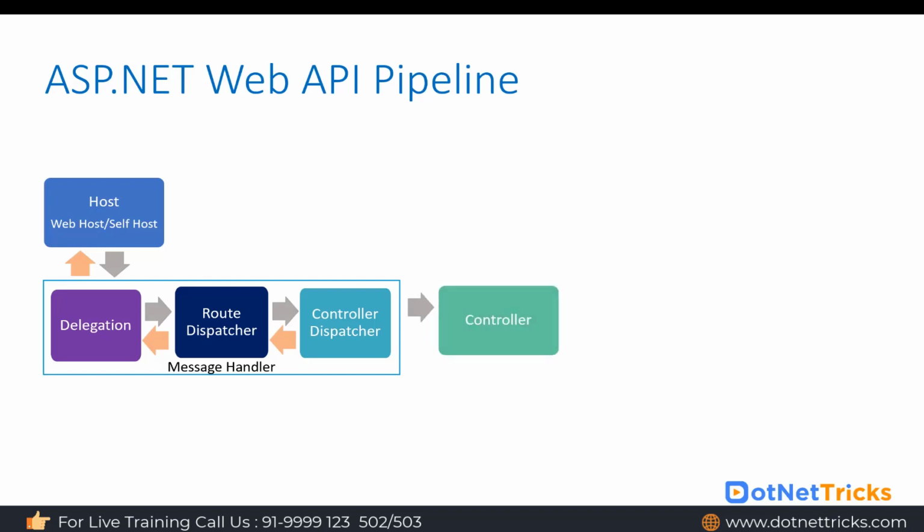Now the controller dispatcher will initialize the controller, and when the controller is initialized, it initiates the process of action execution. But before the action execution in Web API, filters are executed. In ASP.NET Web API, we have the authentication filter to check the user's authenticity, the authorization filter to check the user's permission, and the action filter as well. If you are willing to inject some logic before the action executes, you can use the action filter.